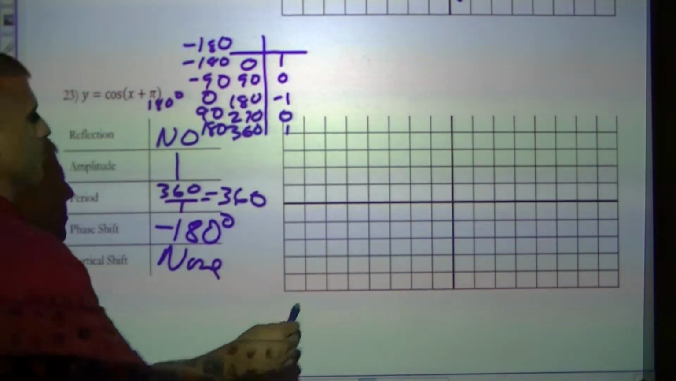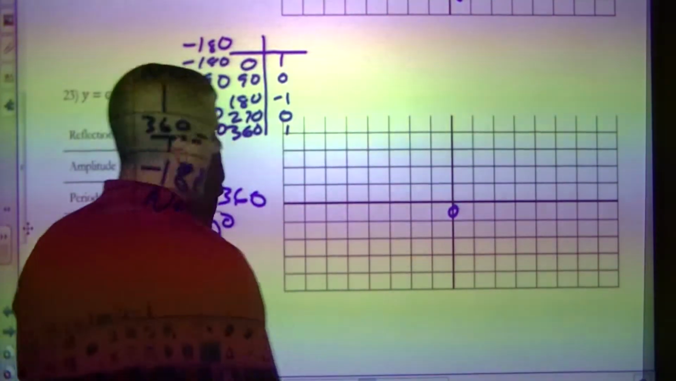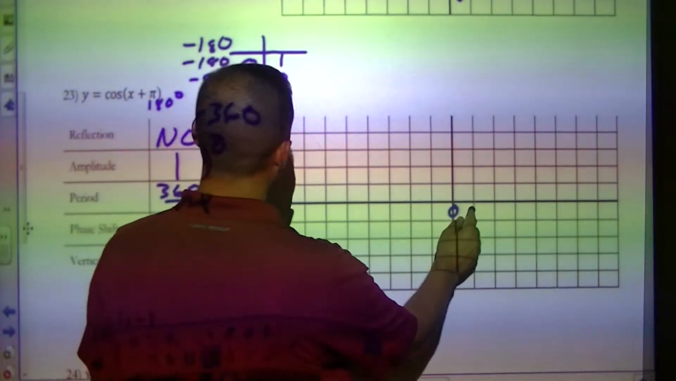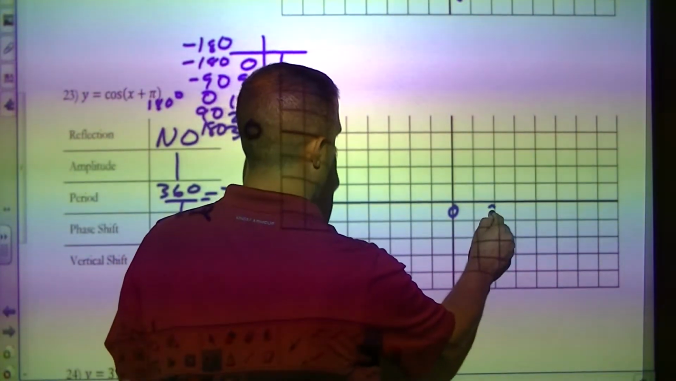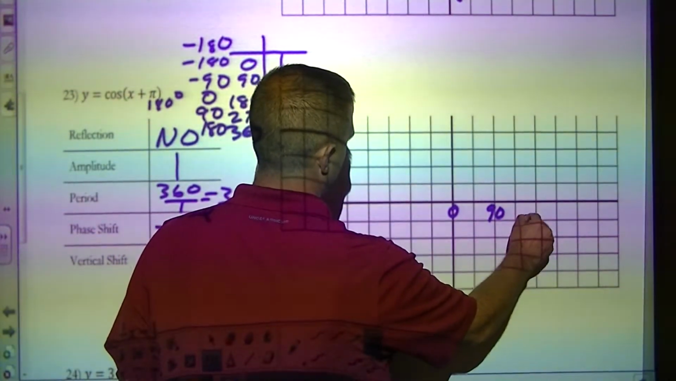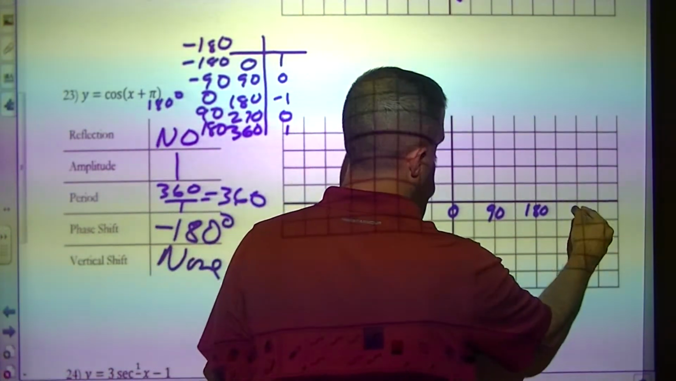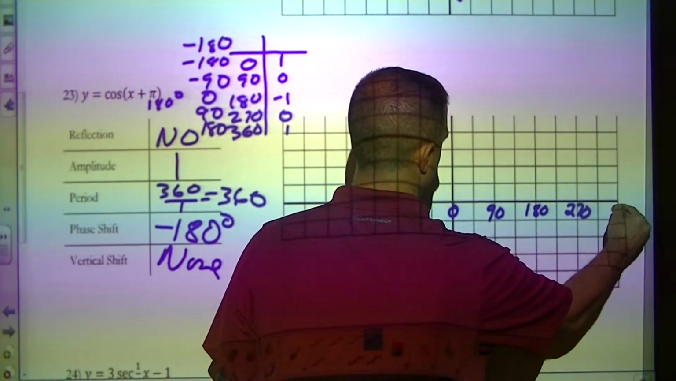So this is 0 degrees. Once again, I'm going to move in increments of 45. Okay, so that's like 45. That is 90. That's 135. That's 180. That's 270. All right, and 360.